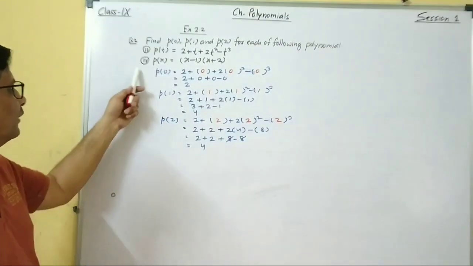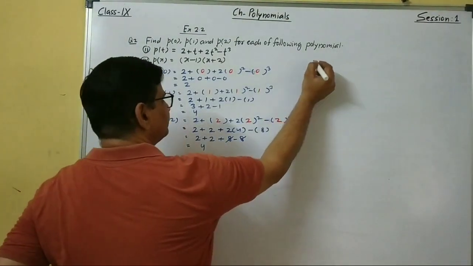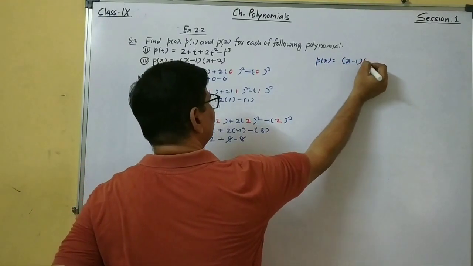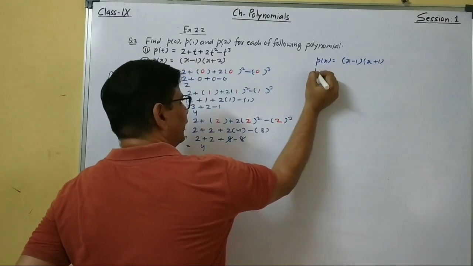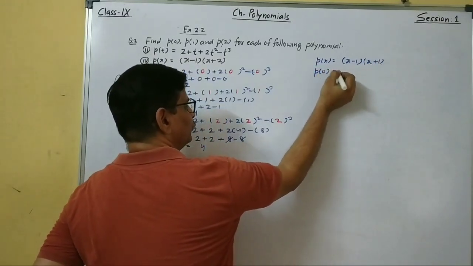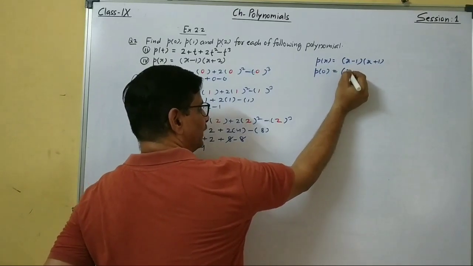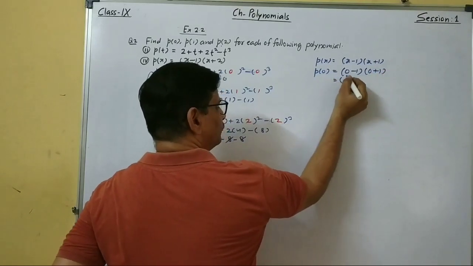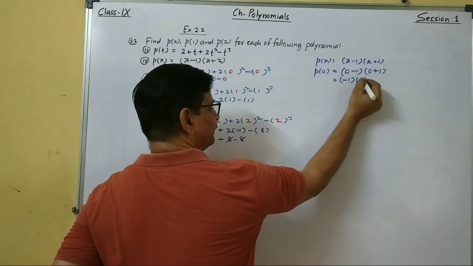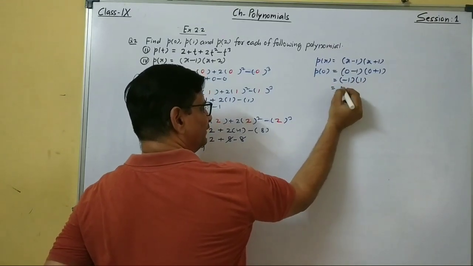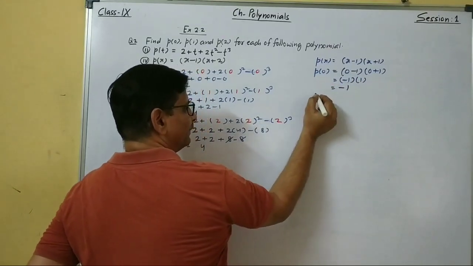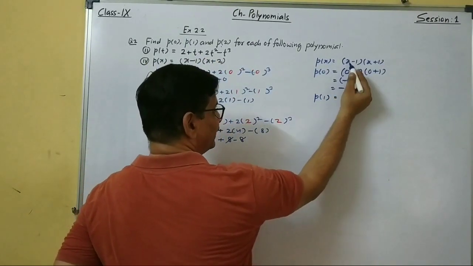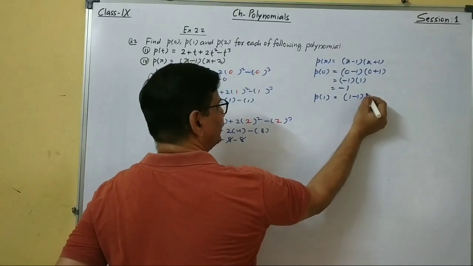Okay, now come to part number 4. Here it is written px is equal to x minus 1 into x plus 1, and I want to find the value of p0. So wherever x is written, I have to write 0, right. 0 minus 1 and 0 plus 1. 0 minus 1 means minus 1 and 0 plus 1 means plus 1, and then minus into plus is minus, and 1 into 1 is 1.